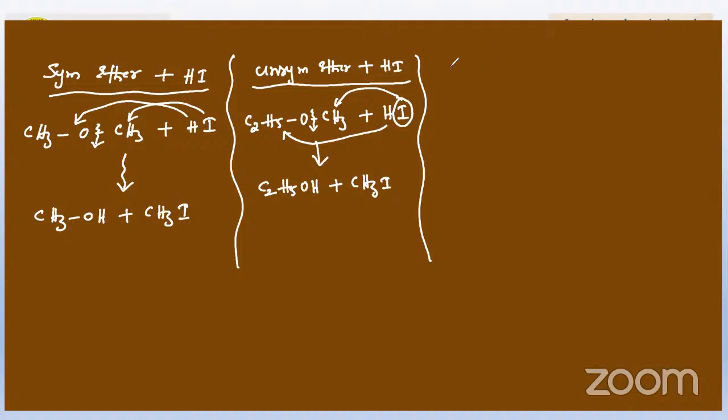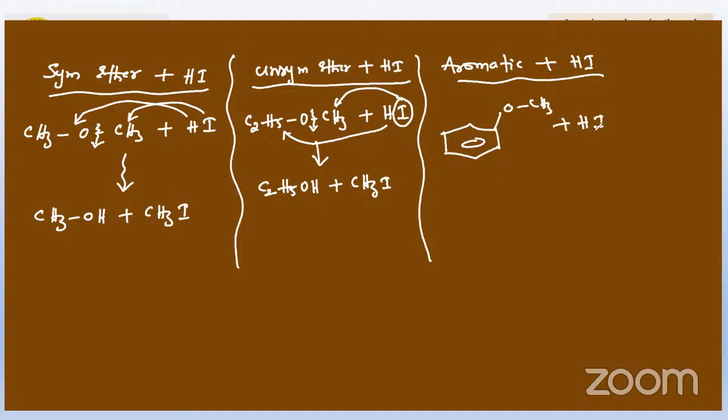Then if you take an aromatic ether plus HI, what will happen? What is aromatic ether? We'll take anisole, OCH3 plus HI. Breaking the C-O bond on the ring is difficult because it has a partial double bond. So it is easy to break the other C-O bond, so the I goes again to the smaller part. So you end up getting what?